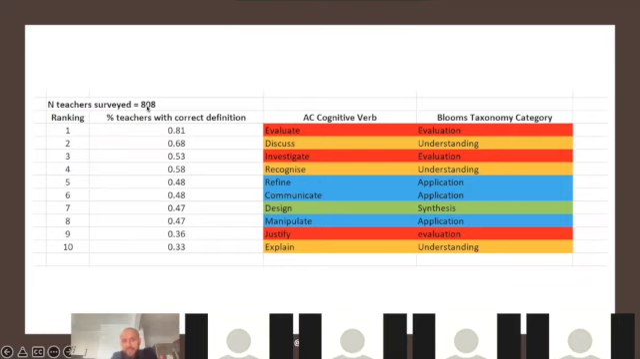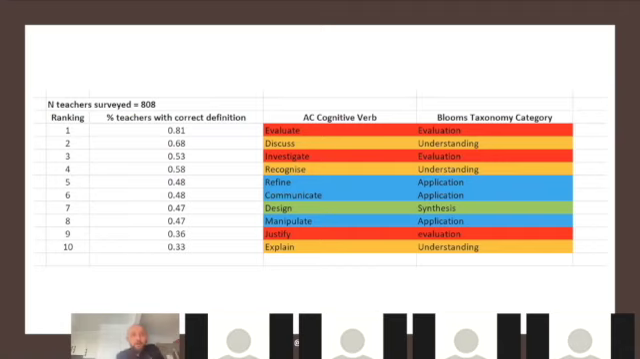Out of the 808 teachers, primary and secondary surveyed, 81% were able to define "evaluate" correctly. So about 8 out of 10 people were able to define evaluate. Down at the bottom here, "explain", which is a common cognitive verb, only 1 out of 3 primary and secondary teachers were able to define what explain means.